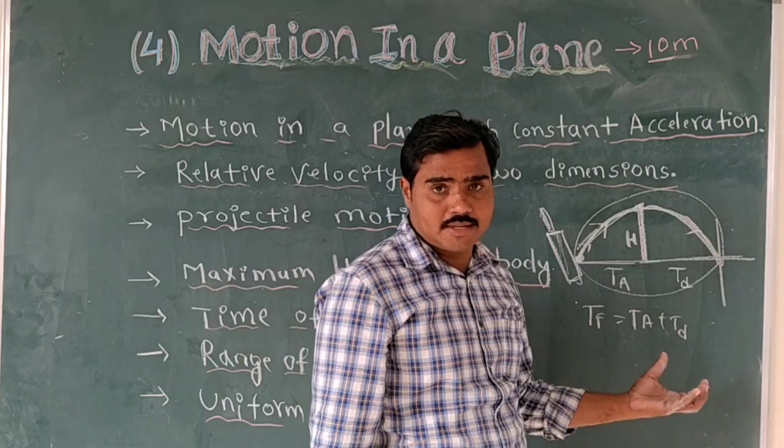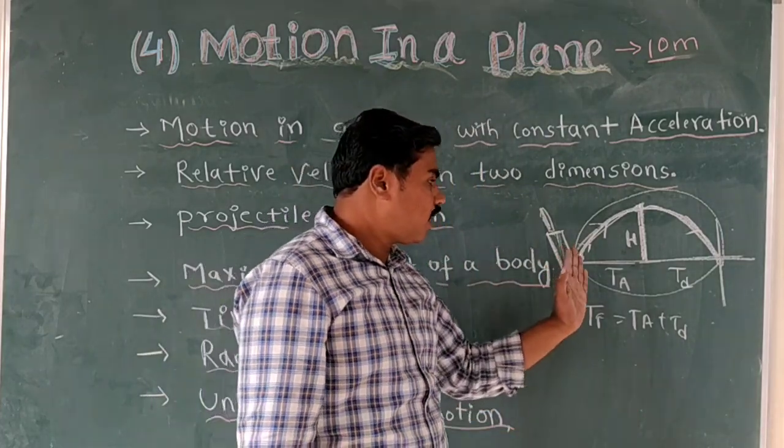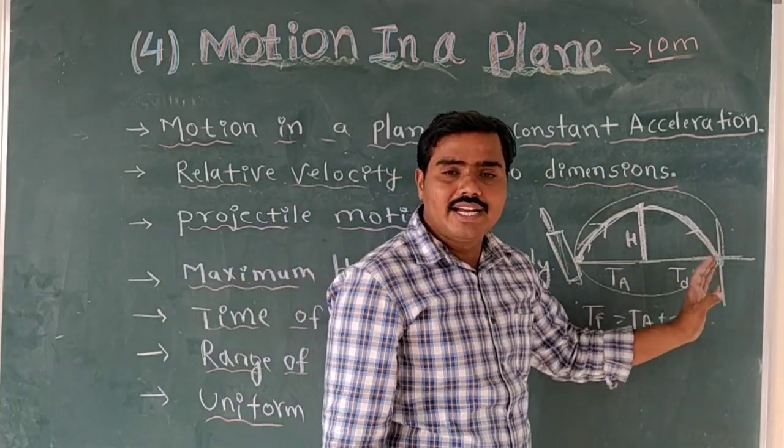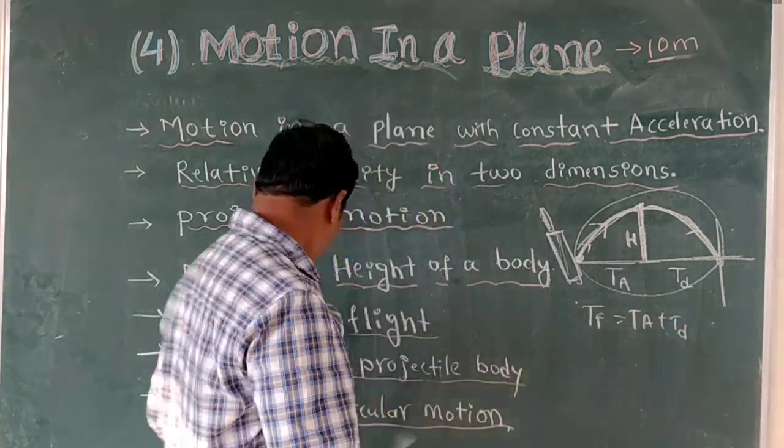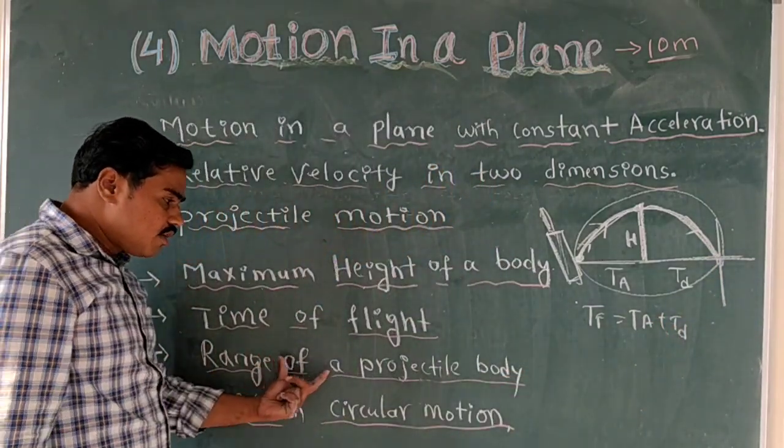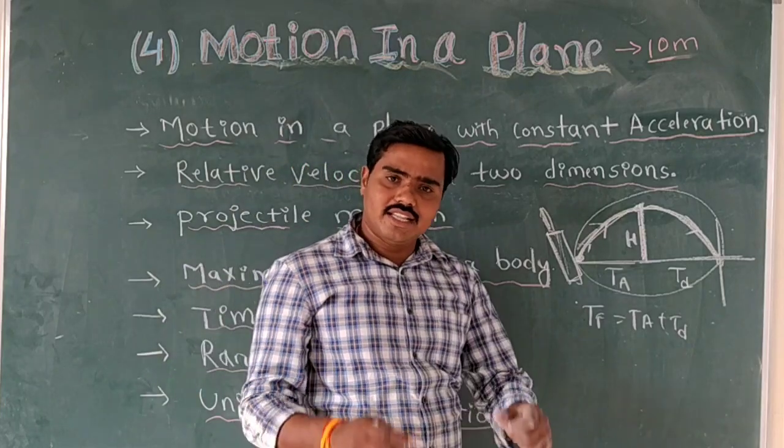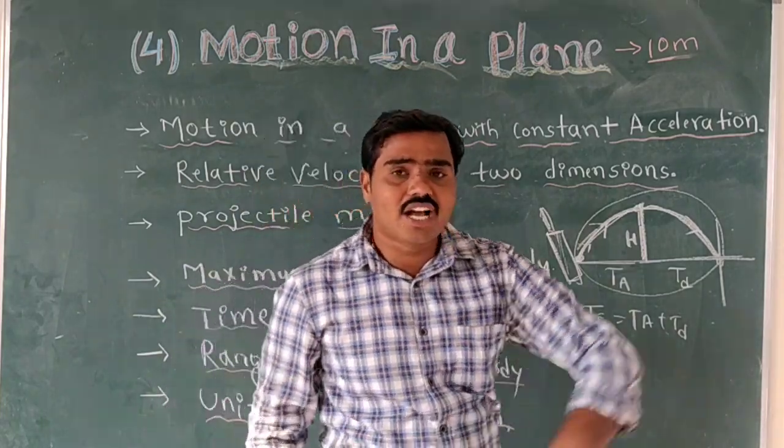Time of flight. Time taken by the body to complete one projectile. That is called the time of flight. Then last, range of a projectile body. Range is nothing but distance. How much distance does it cover?